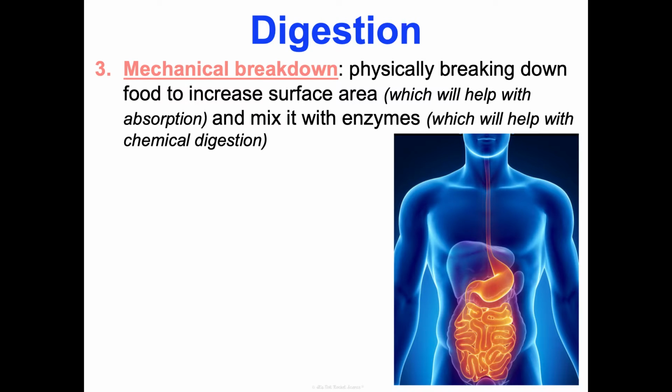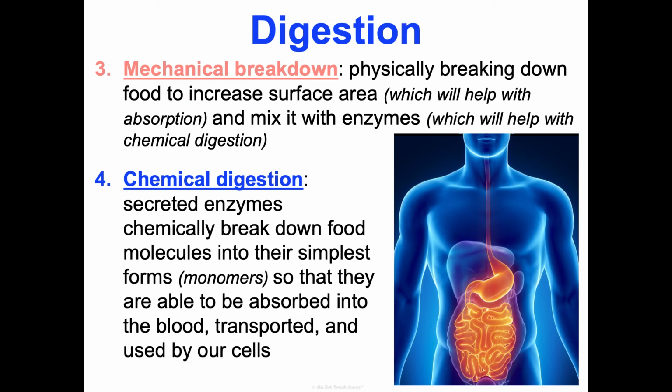The mechanical breakdown is just the physical breakdown of the food you eat, and the purpose of that is twofold. One, to increase the surface area of the food that you've eaten, because that's going to help us with absorption. That's going to help us maximize what nutrients we're absorbing. But also, as you're chewing and food's moving around in your mouth, you're mixing it with enzymes as well, in your mouth and in other parts of your body. That's going to help with the chemical digestion portion.